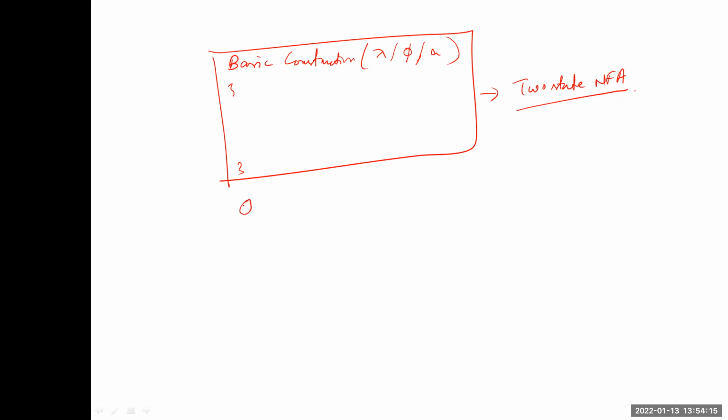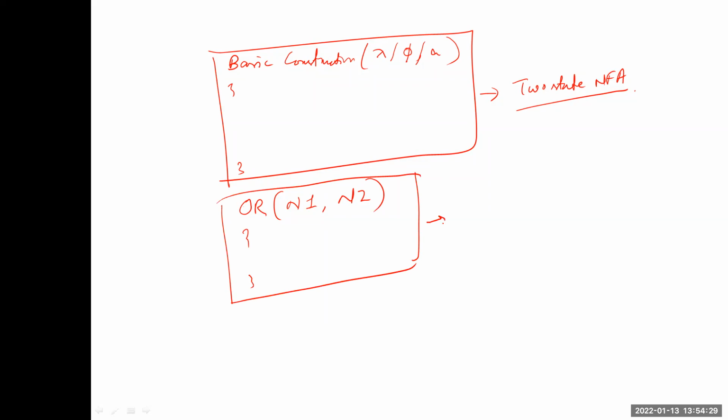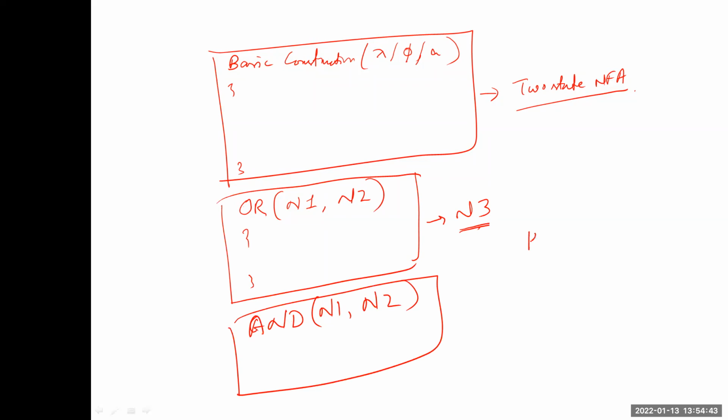Then we have an OR function having N1 and N2 as components. The output is N3. Similarly, for AND, N1, N2, and for Kleene closure, N1.